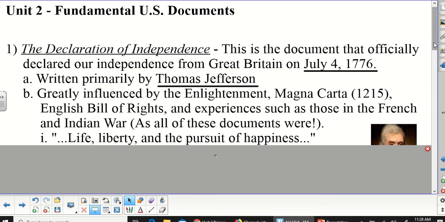Yankee Doodle went to town riding on a pony, stuck a feather in his hat, called it macaroni.